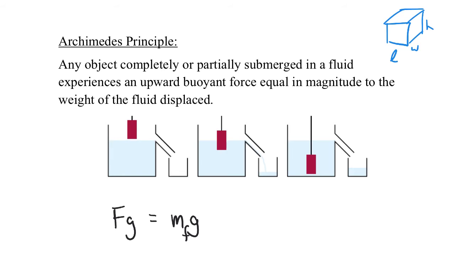Force due to gravity. Weight. The weight of an object is mass times gravity. So the weight of the fluid that's being displaced is going to equal the amount of buoyant force pushing back up.